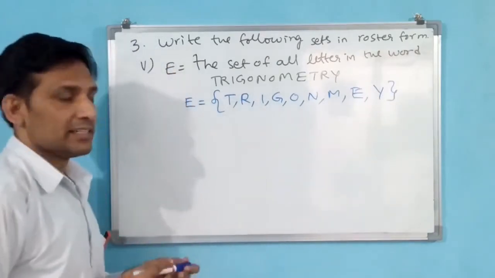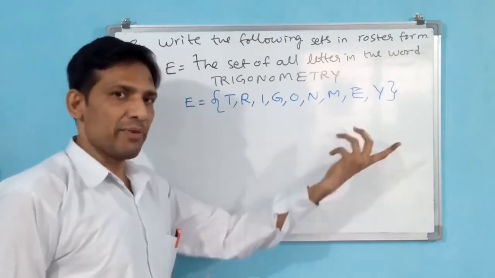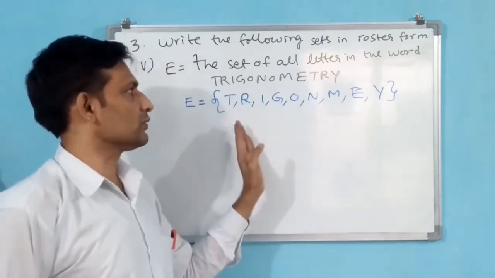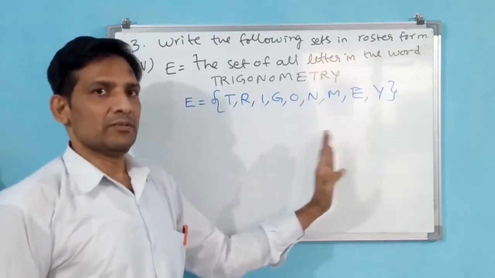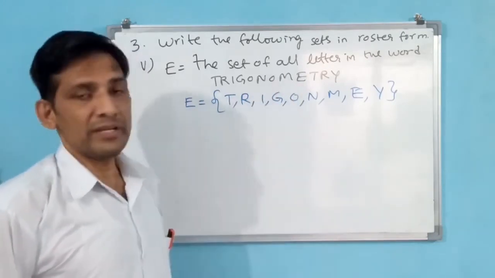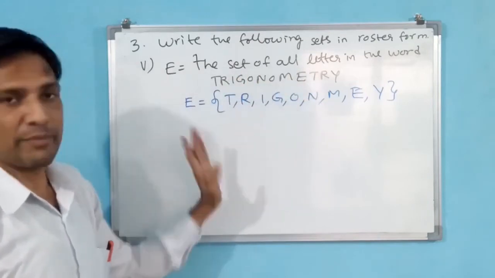You understand, right? That means these elements should not be repeated and order is not important. You can write from Y also, from O also, from R also, from M also. But these elements should not be repeated. This is the answer for the set of letters in the word trigonometry.